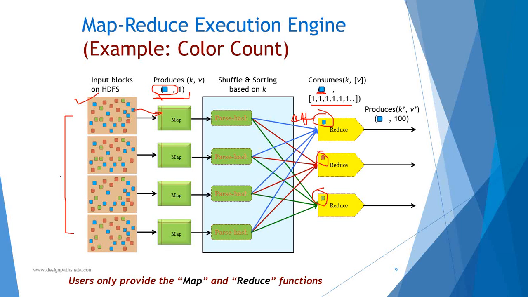I'll get something like this in my reducer function, and in the reducer function, all I have to do is just count the values of the key and produce the output. And this is how I can achieve something like counting the colors in the program. Now, any questions on this PPT before I go ahead?